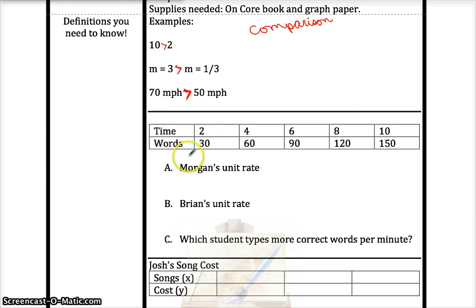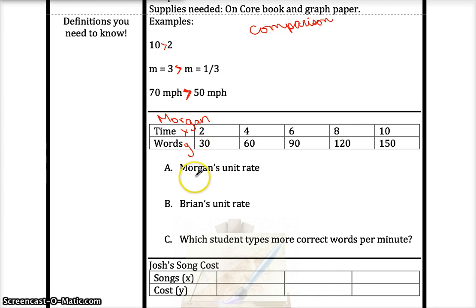This chart that I typed in here is for Morgan. For Morgan, it's time and words. Time is X, words is Y. It shows here that for 2 minutes she did 30 words. In 4 minutes she did 60, 6 minutes, 90, 8 minutes, 120, and 10 minutes, 150.